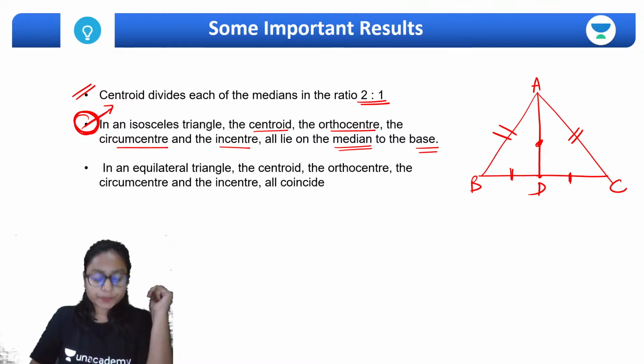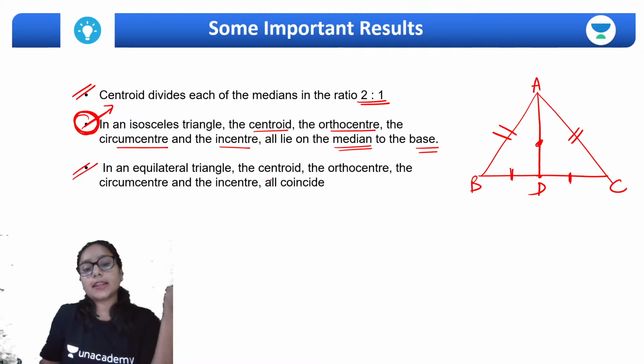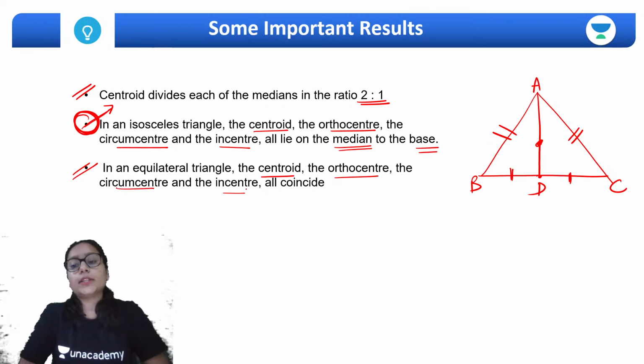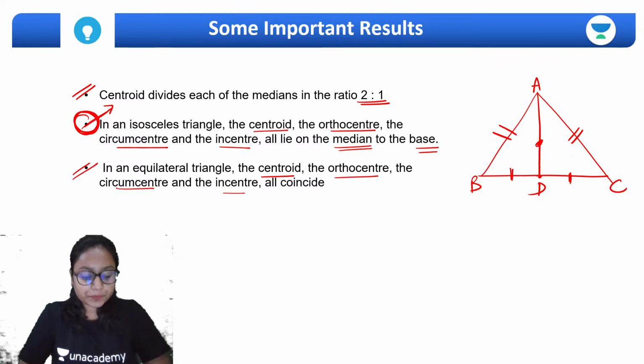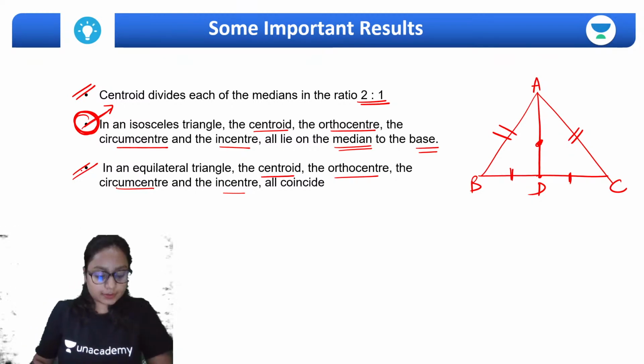Alright, clear? Now, in an equilateral triangle, the centroid, orthocenter, circumcenter, incenter all coincide.